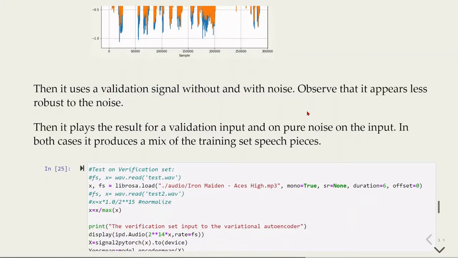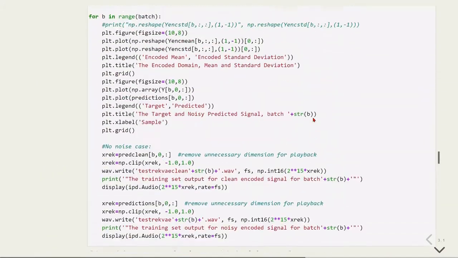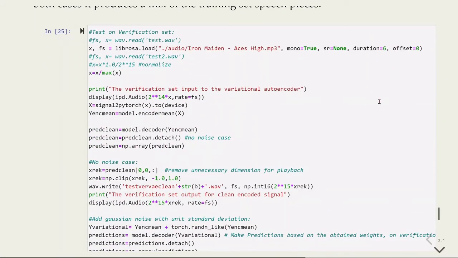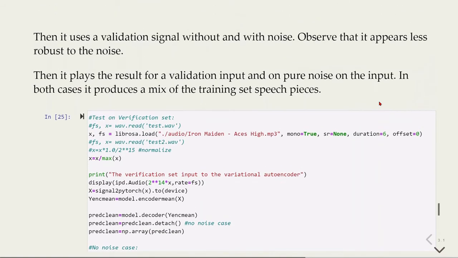So those files were what we use for training, but we also have another file for validation, another signal. It's the same files, but it's a long speech, and I'm taking parts of it. The first one was the Aces High we used with a certain offset, but now we are using no offset. You can hear that it sounds a bit different. We will play the validation signal without and with noise. But we will see that the model is now less robust to noise, as now it is the validation. So the model never saw this signal before.